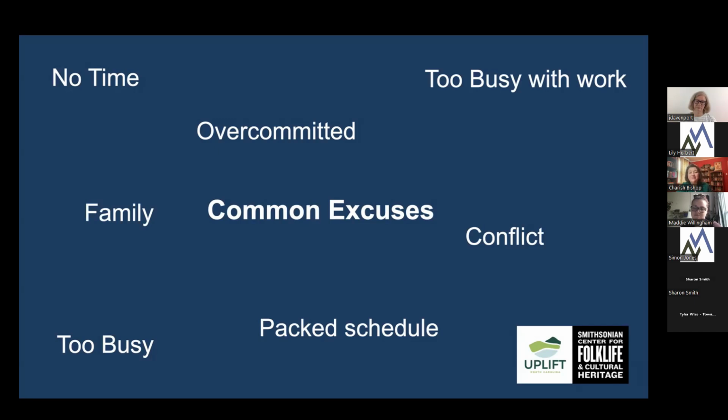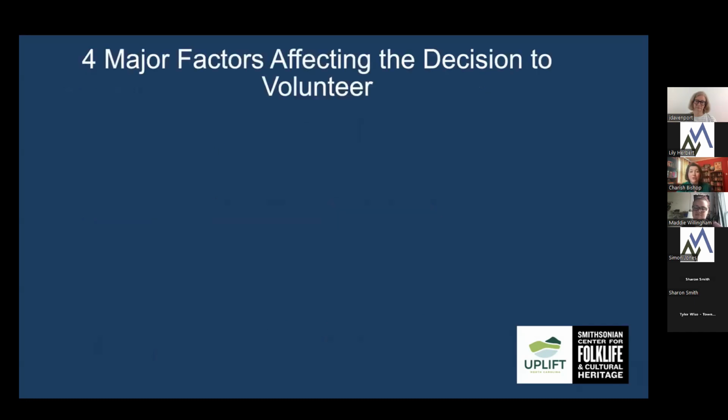But a lot of this does boil down to I'm just too busy, right? And that focuses down on some of our outreach that we're going to discuss, about making things a priority. So there are four major factors affecting a person's decision to volunteer. And this is how we're going to break it down.